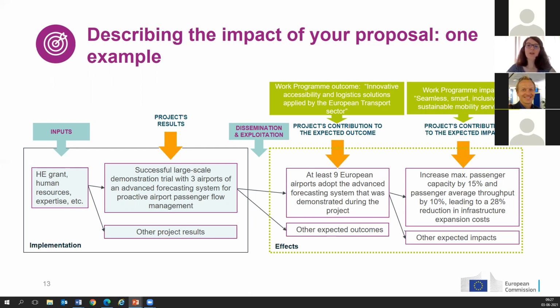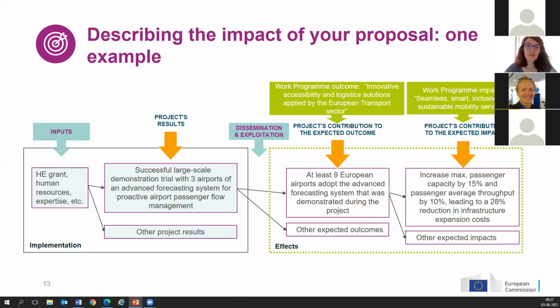Then at the level of the topic, we have a list of outcomes, and these outcomes read this way: innovative accessibility and logistics solutions applied by the European transport sector. So here it is something a bit more specific, a bit more targeted, and that would happen more towards the medium term. So here we have these expected outcomes and impacts, and we have to explain the concrete pathway towards impact of our project.